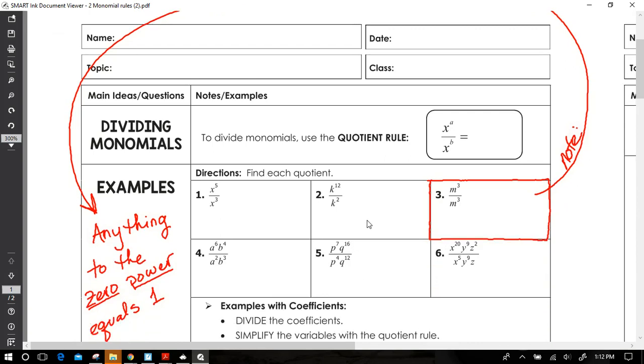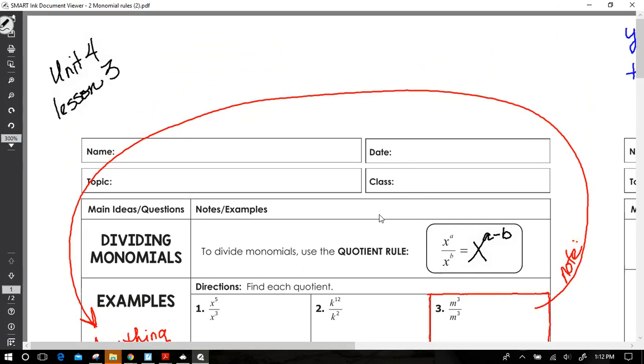To divide monomials, we use the quotient rule. So when we are dividing these, our rule will state that we keep the base the same and we subtract the exponents. All right, and I want to explain why this rule works really quick. I'm going to do an example at the top. Okay, so say I have x to the fourth power over x squared.